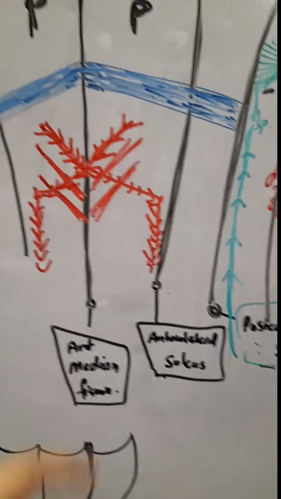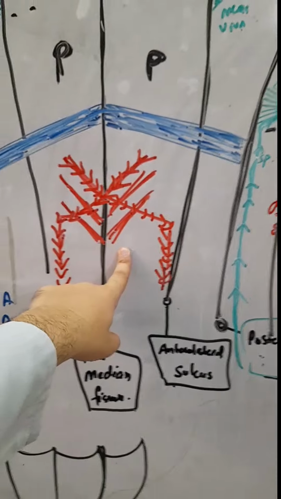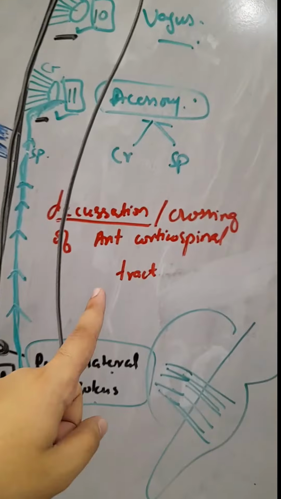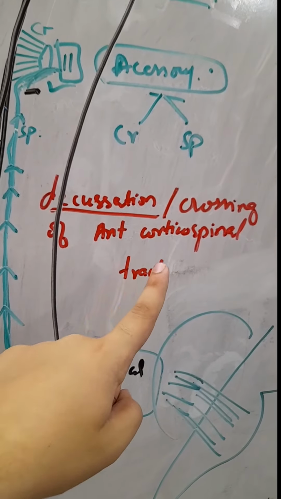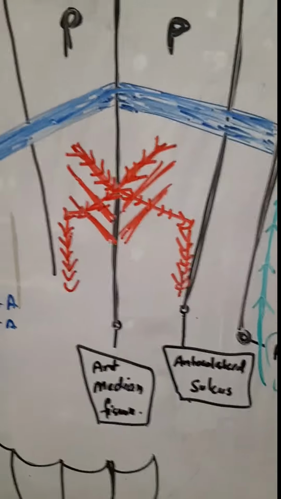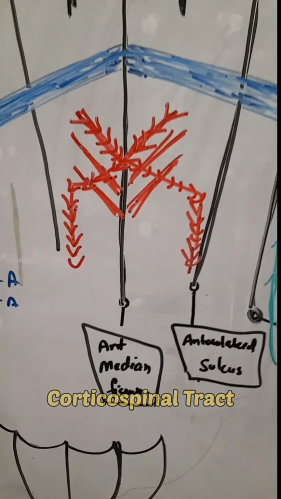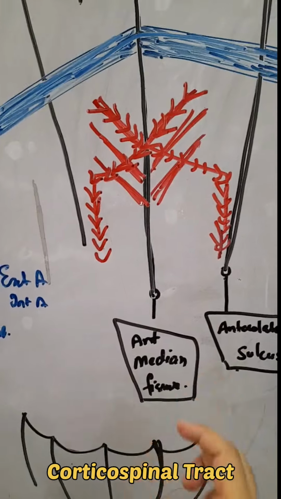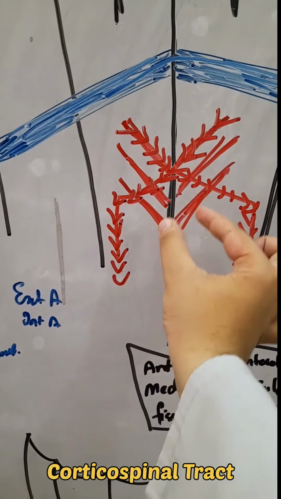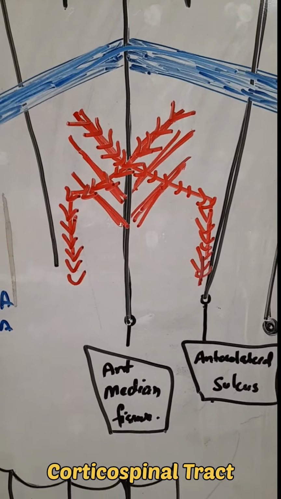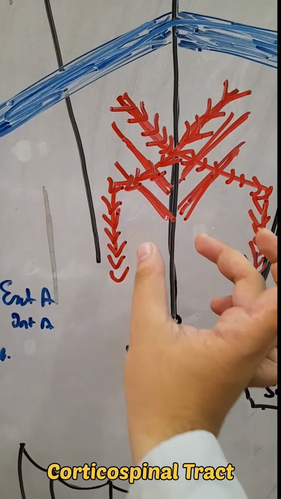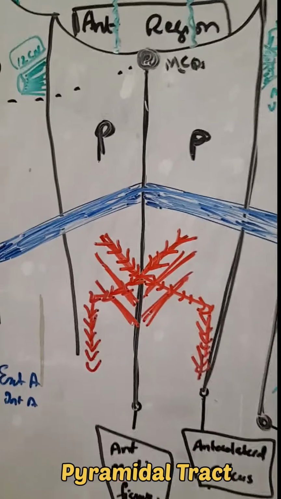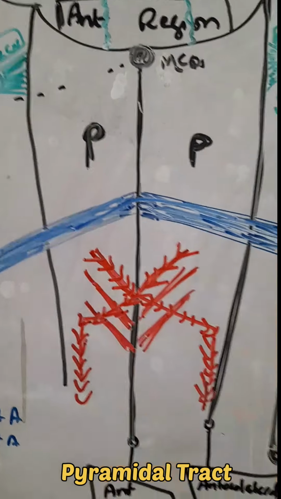Then you can see these, indicated by the red marker, are the decussation or the crossing over of the motor tract. That is basically shown the decussation of the corticospinal tract. In this, 80% of fibers decussate to form the lateral corticospinal tract, and 20% remain on the anterior side forming the anterior corticospinal tract. This is basically the motor tract, the pyramidal tract running in the pyramids.